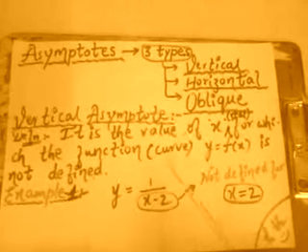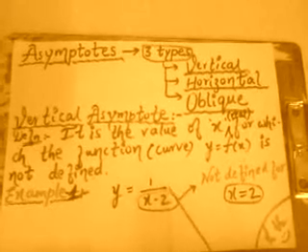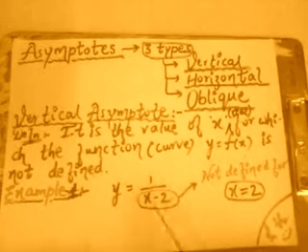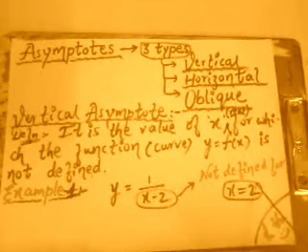So when we find the vertical asymptote, we take into consideration those values of x for which the whole function is not defined, in this case being x equal to 2.